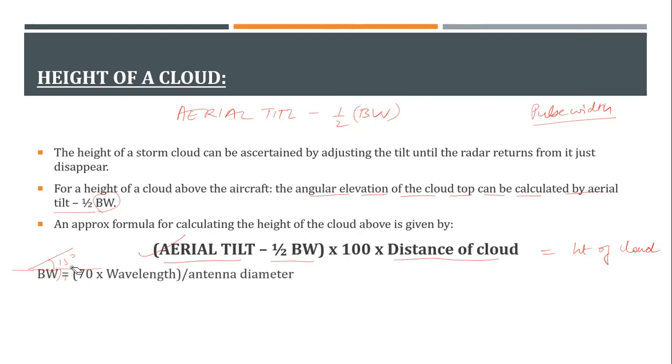Okay. So beam width I've written here also. The formula is beam width is equal to 70 into the wavelength, divided by the antenna diameter. So this is another formula for you guys. These all things will be given in the question. I mean, the formula will not be given, but the components which are required to calculate will be given.